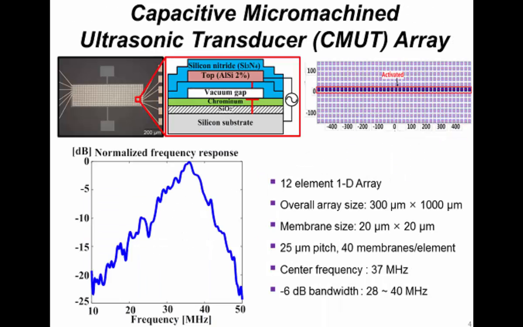Here is our CMUT in this study. This is the top view, and this is the cross-sectional view. The CMUT has 12 elements. Our overall size is 300 micron by 1 millimeter. One element has 40 membranes, of size 20 micron by 20 micron with a 25 micron pitch. The center frequency of the CMUT is 37 megahertz with a 12 megahertz bandwidth.